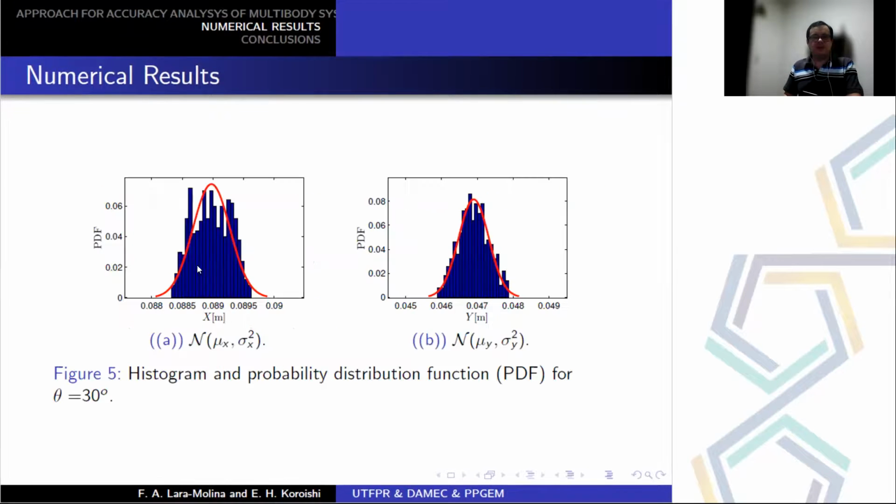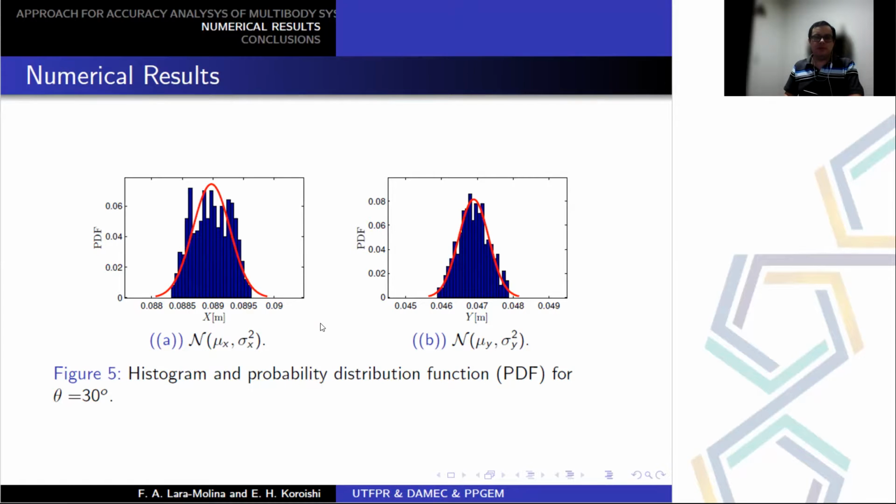Finally, we analyze the response when theta is equal to 30 degrees. And in this way, we plot the histogram for the X and the Y coordinate, and we estimate the density for both displacements. And we observe that a normal density approaches the behavior of the histogram.